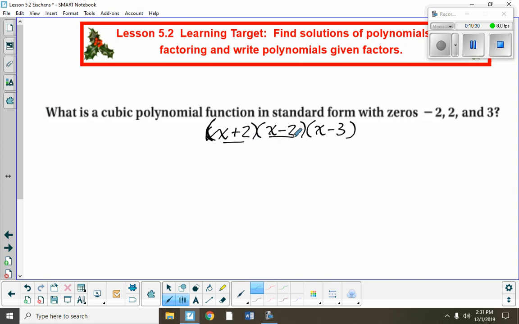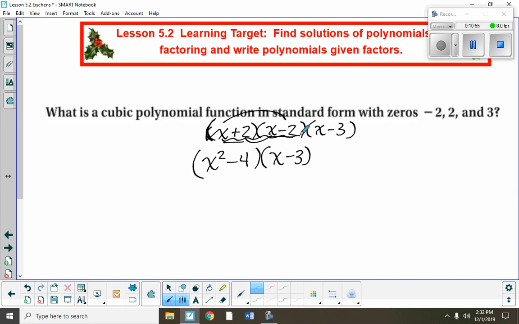So we're going to multiply the first binomials together, and we'll use that FOIL process. So first times first is x squared. The outer is minus 2x. The inner is plus 2x. So those cancel. And then you have minus 4. And then we have to multiply that by x minus 3. So you notice this was the difference of two squares, so you didn't have that middle term.